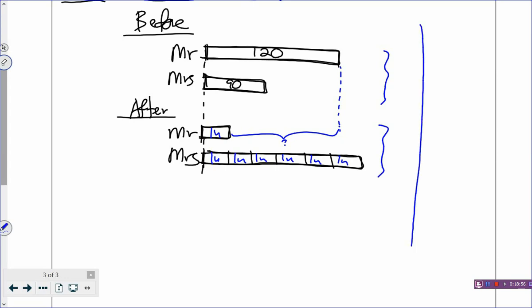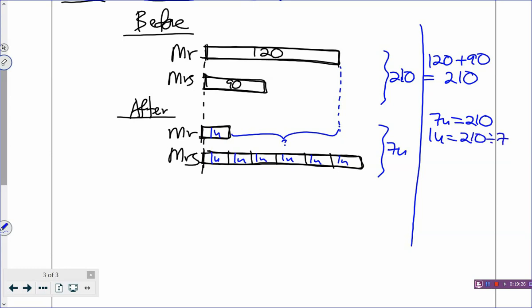Alright, so let's write down the steps. 120 plus 90 will give you the total at first, which is 210. And what is the total in the end? Count the units all together, and you will get 7 units altogether in the end. And then they are unchanged. So your 7 units, which is the total in the end, is equal to the total at first. And you can find 1 unit. So 210 divide by 7, and your 1 unit is 30.